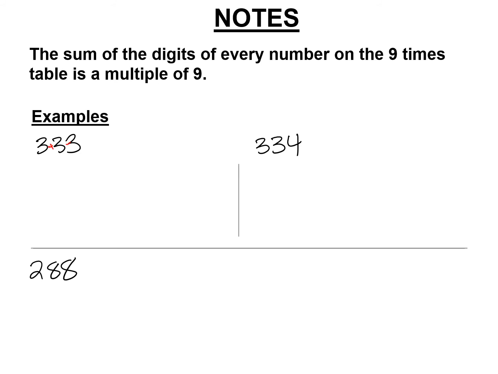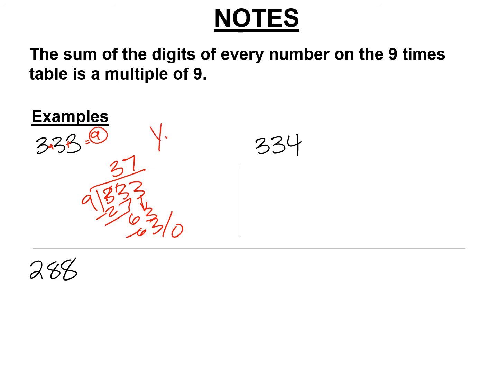Well, 3 plus 3 plus 3, that's 9. So this must be divisible by 9. Now you don't have to check it, but I'm going to. 3 times 9 is 27. And remainder 6, bring down the 3, 9 into 63, 7 times. Yeah, it goes in exactly 37 times. Oh, so I should write yes.